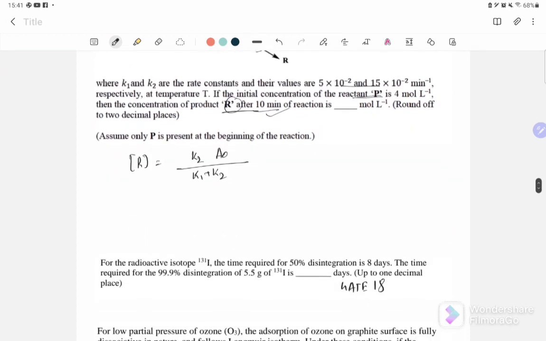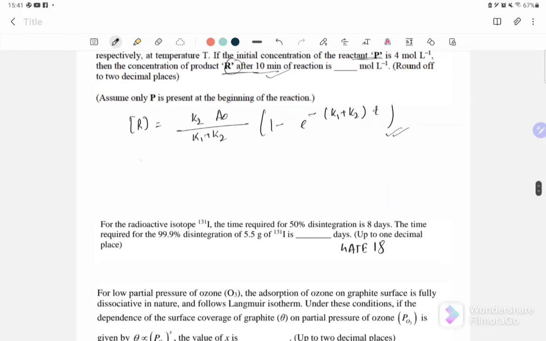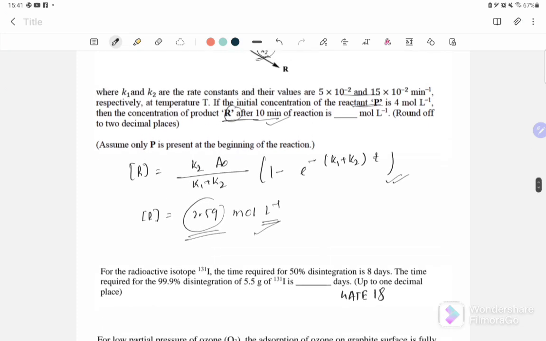of P, times 1 minus e to the power minus (K1 plus K2) t. Using this equation, the answer will be just 2.59 mole per liter. This is our answer. You do it yourself. Okay, this is easy.